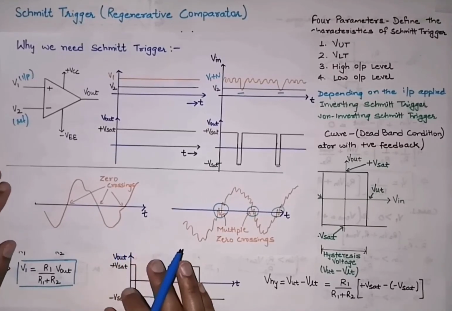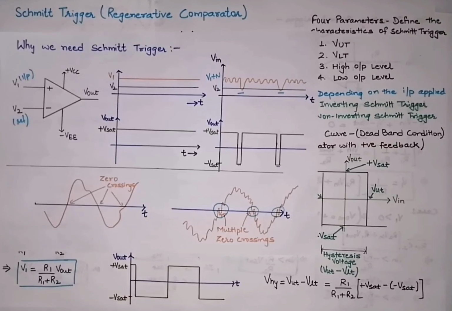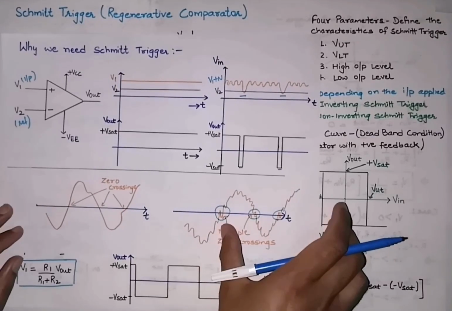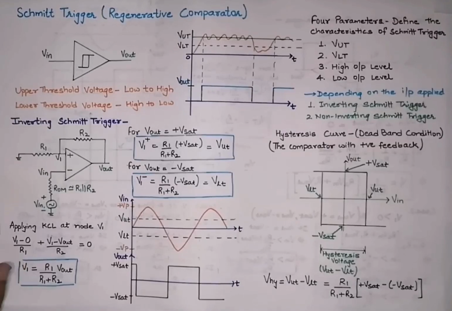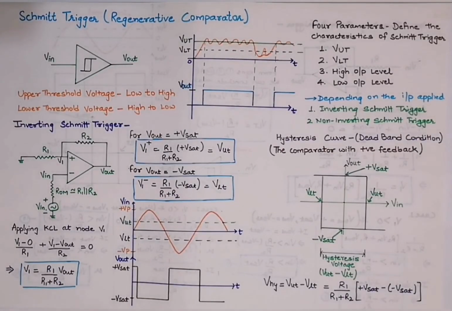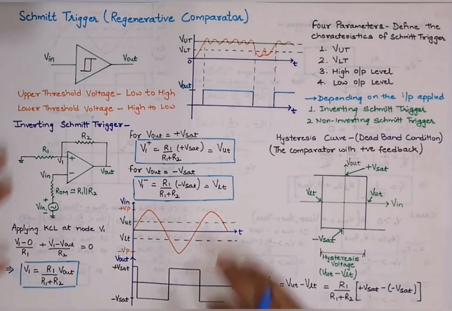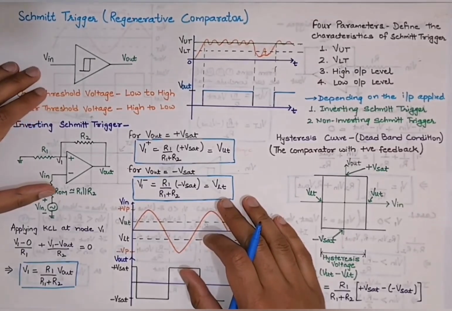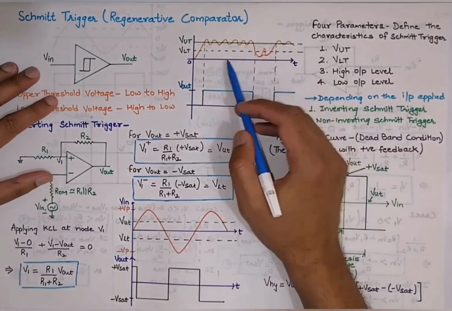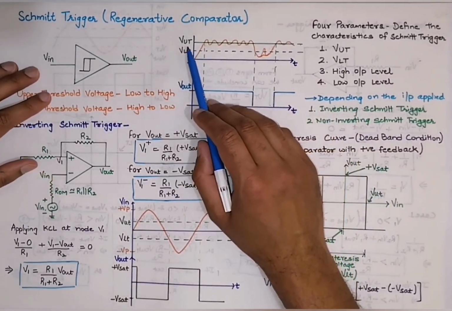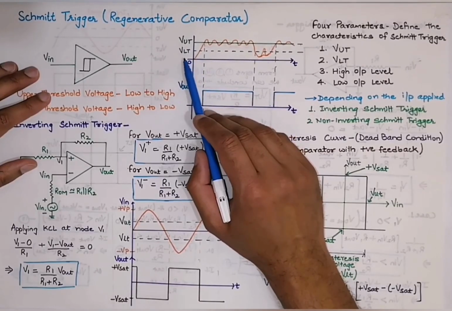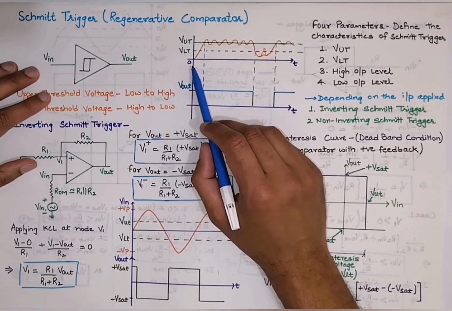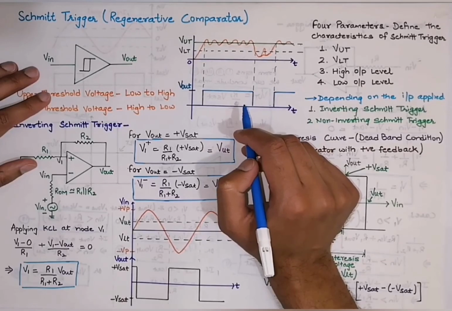So to overcome these disadvantages of the comparator, or to provide noise immunity to the system, we make use of the Schmitt trigger. Now, what is a Schmitt trigger? A Schmitt trigger is a circuit that provides us noise immunity by making use of two threshold voltages. In this diagram you can see that we are using here two thresholds. One is the upper threshold and the second is the lower threshold, and the input signal is there with noise.